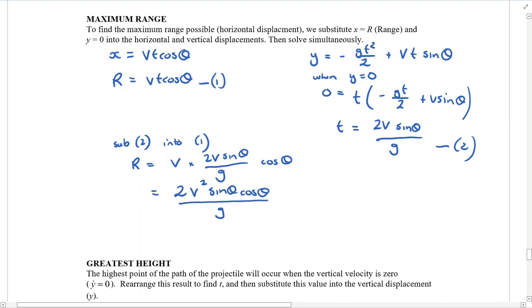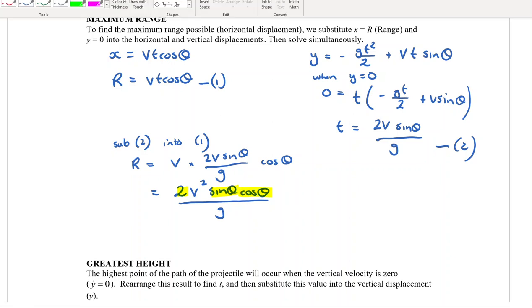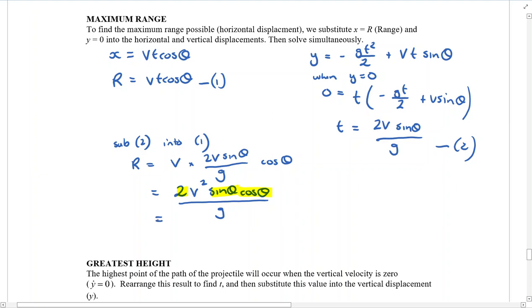That is tempting to think is our answer, but we can simplify it further. Does that, and that look familiar to anybody? That is one of our double angle rules, which means we can bring the v squared, and the 2 sine theta cos theta is the same as sine 2 theta over g. Okay, done. And that's the formula in the book, in the grid.